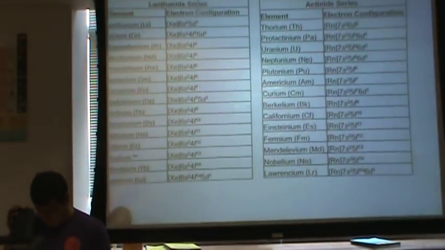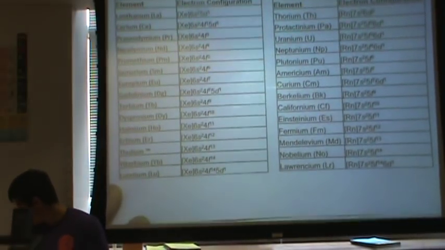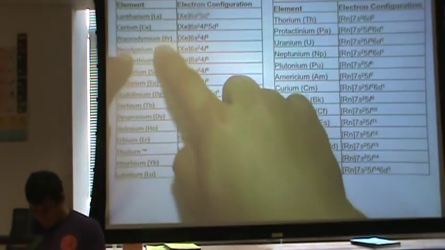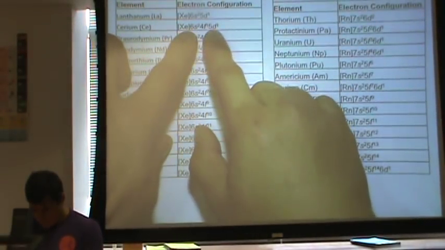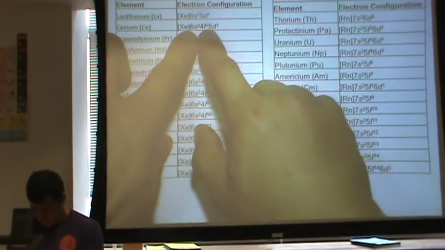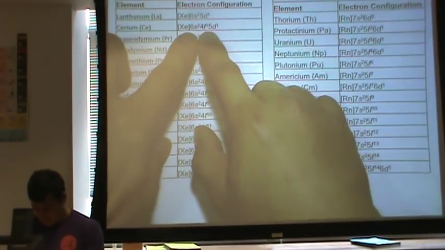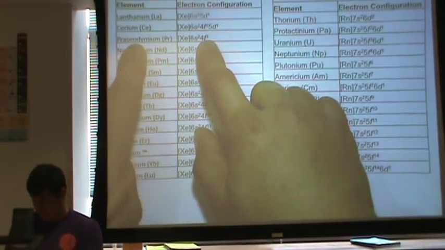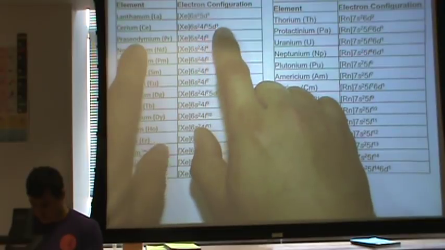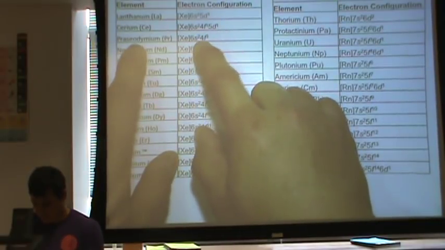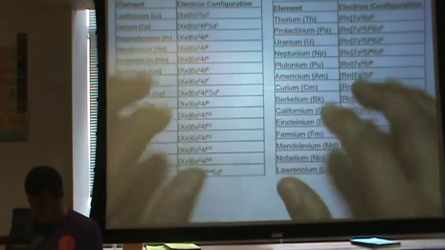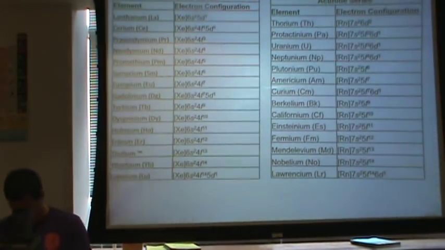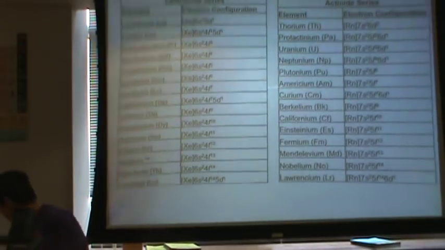So let's zoom in on this. All right. So this is all the lanthanides. And you'll see that we have 6s2, 5d1, and then we start with an F orbital for cerium, but when we get to praseodymium, we have a situation where instead of putting an electron in the D orbital, it goes to the F orbital. You see it kind of jumps around a lot due to these really weird F orbital rules. So you're not going to be tested on this. You will only have to be exposed to it.